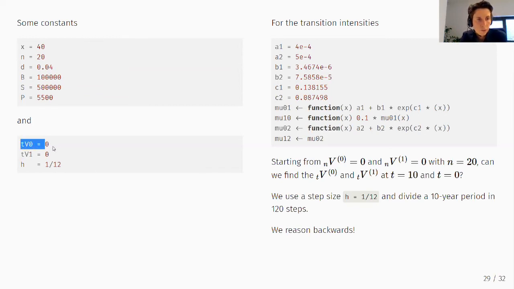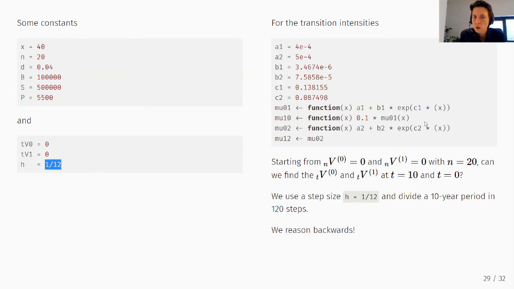So here we go with specifying these boundary conditions. That's the TV0, that's the TV1. They're both 0 at the end of the term. And my step size is 1/12, right? I've got some constants here, and I've got the specification of my transition intensities.